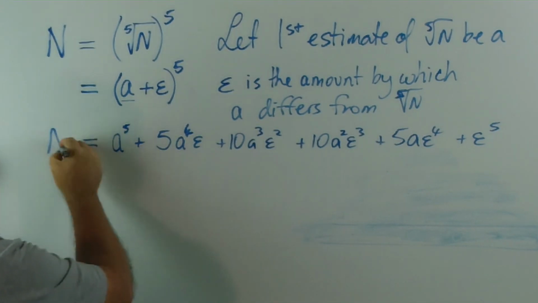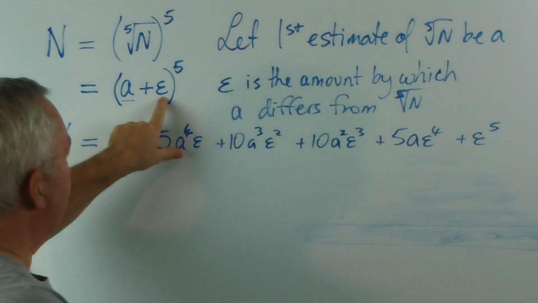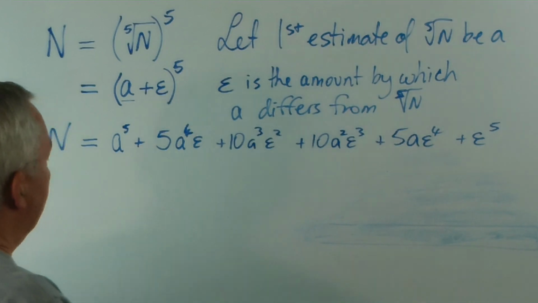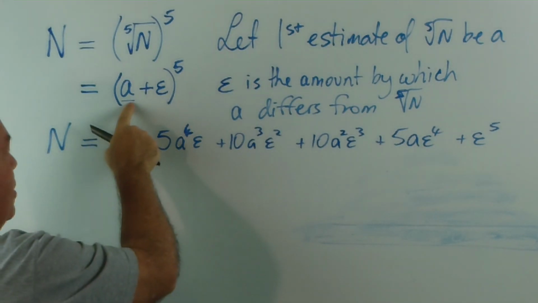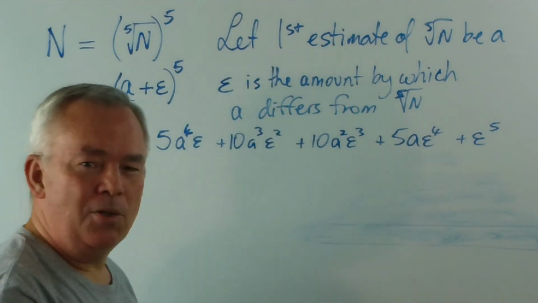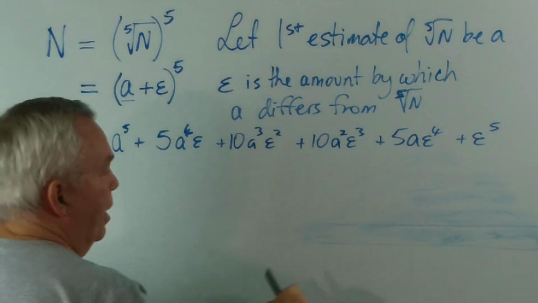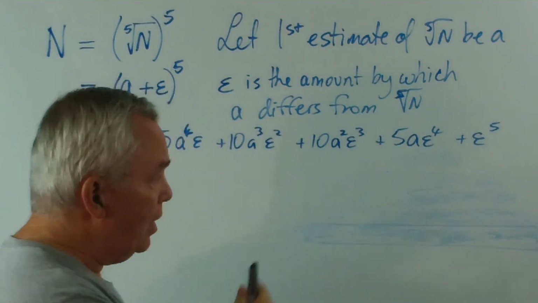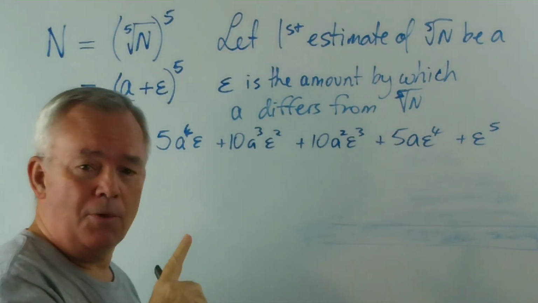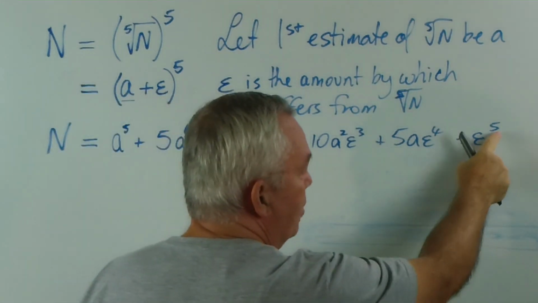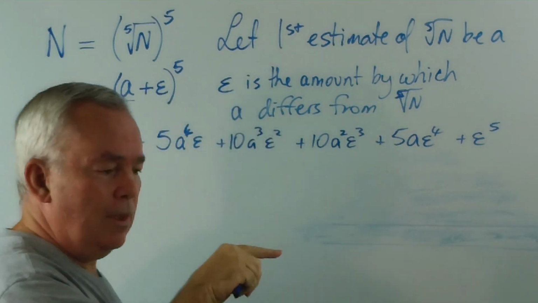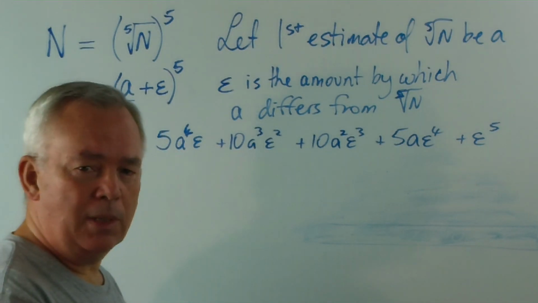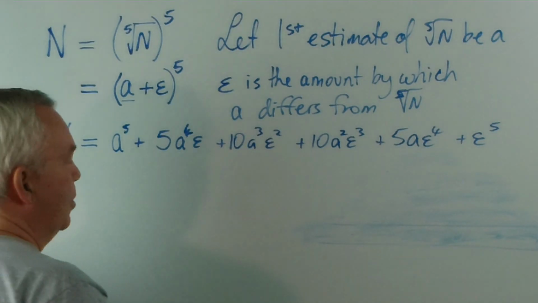So we now have this expression. This is assuming that epsilon is the exact value by which a differs from the fifth root. If a is very, very close, then epsilon is minute. It's a very, very tiny number. And when you've got a very tiny number to the fifth power, you get something extraordinarily small. For example, if epsilon was just 1/100, epsilon to the fifth power will be 1 over 1 with 10 zeros, which is going to be 1 over 10 billion. So, extraordinarily small.